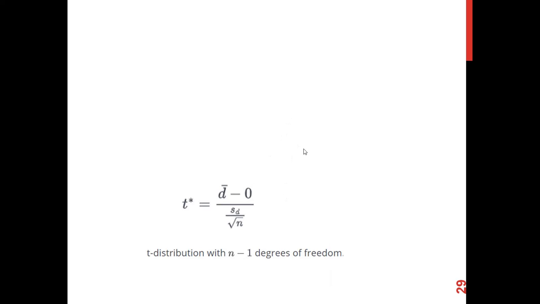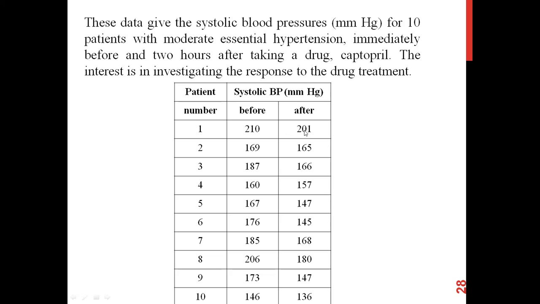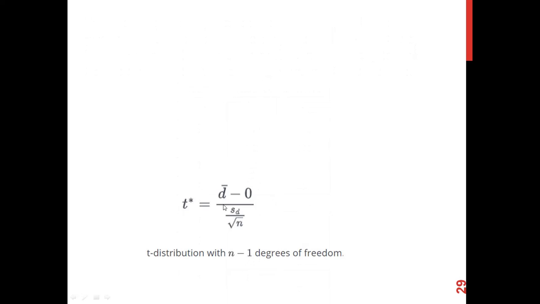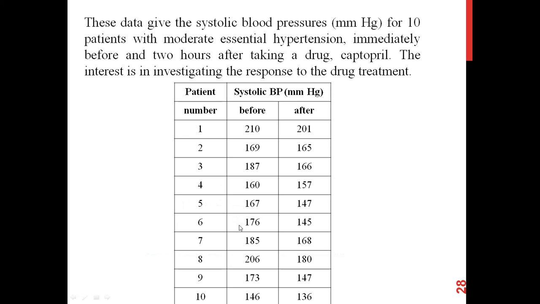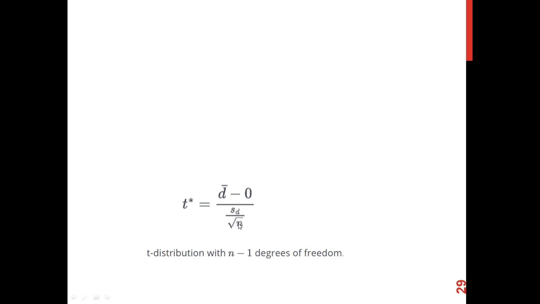What is the test statistic? We compute differences D first. So the differences will be, here it will be 9, here it will be 4, then 11 and so on. D bar is the mean of the differences, and we want to check whether the hypothesized difference is 0. So D bar minus 0 divided by standard deviation of the differences upon root n. N is number of observations. So here I have 10 people, so n is 10.